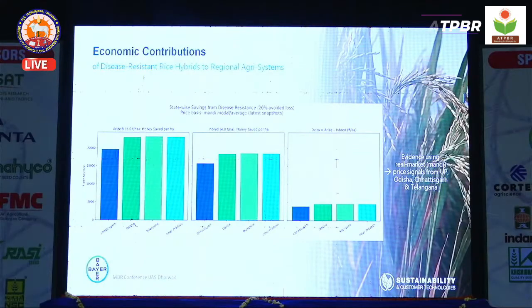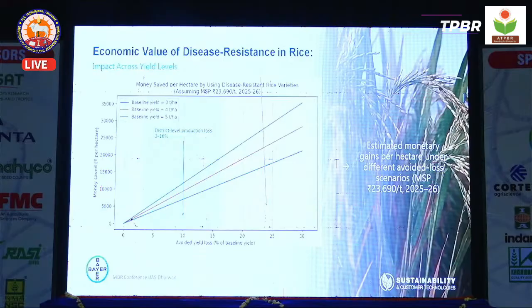Now, what are the economic contributions of disease-resistant rice hybrids to the regional system? Here, we can see that over the past 10 years, Arize products have given a better return to the farmers compared to other cultivars when grown in disease-prone geographies. And this is the economic value of disease resistance in rice, which impacts across yield levels, where we see 3 to 16% yield loss. Still, if you grow resistant products, farmers can get better returns.